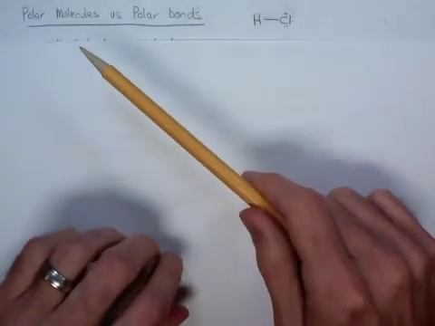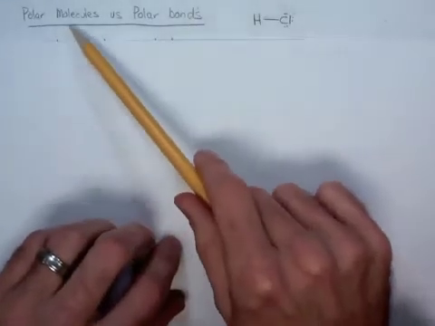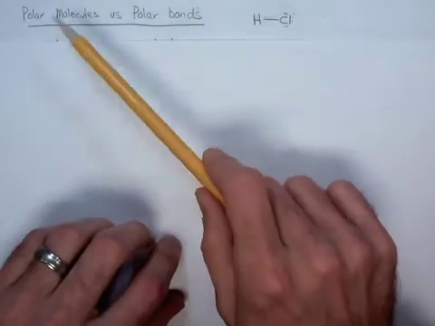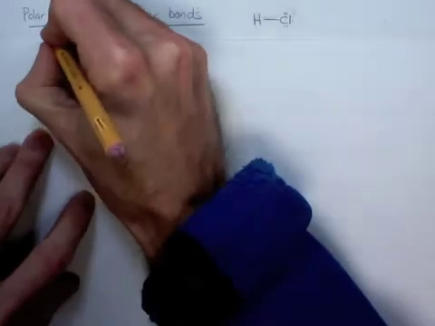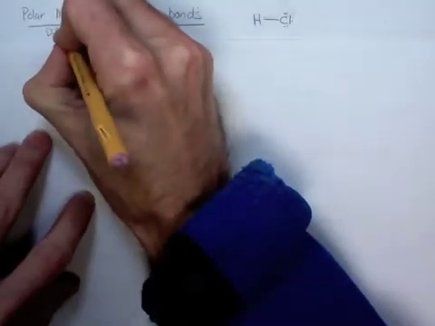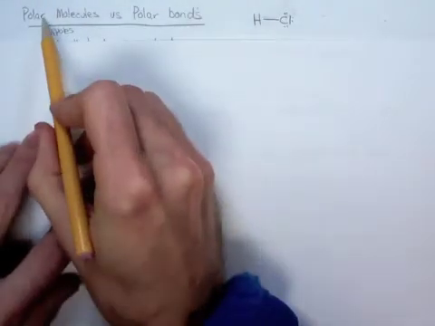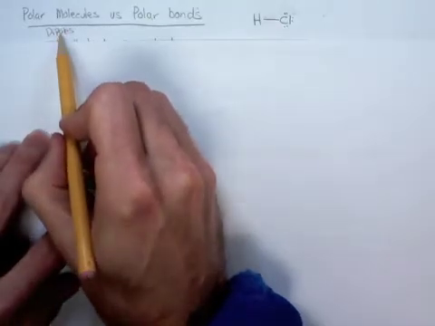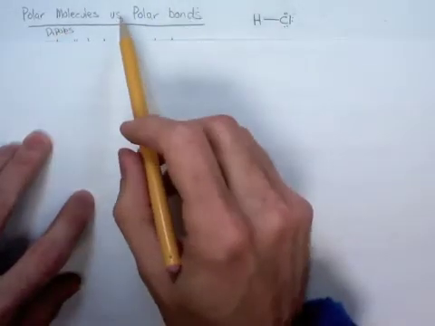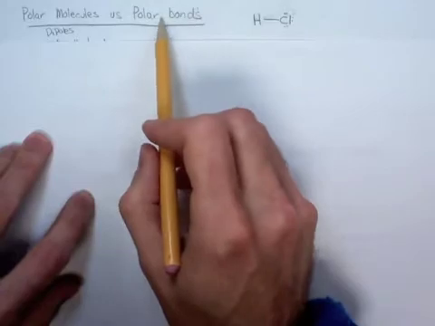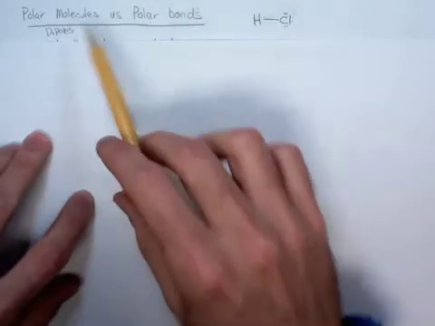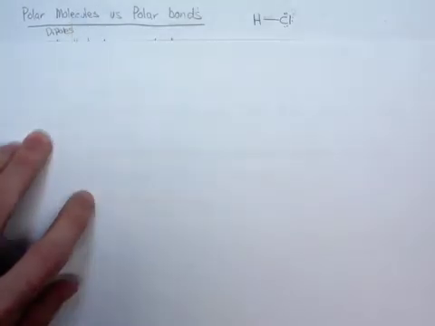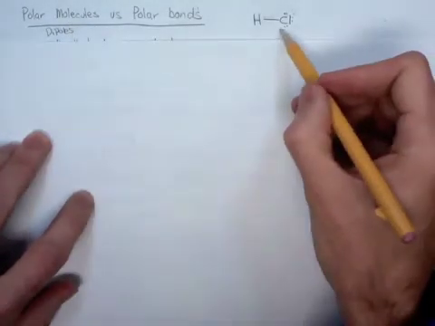All right, so I wanted to go over this concept called polar molecules. Polar molecules are also called dipoles. Sometimes you'll hear it called a polar molecule, sometimes a dipole, versus a polar bond. We've already talked about polar bonds, and there's also what's called a polar molecule. So what's the difference?